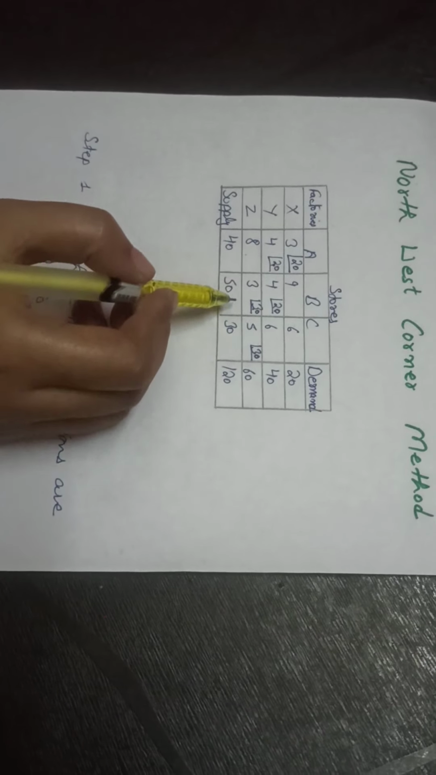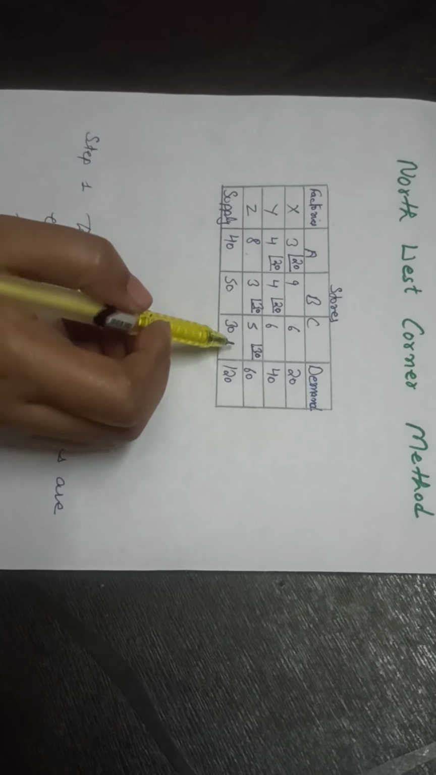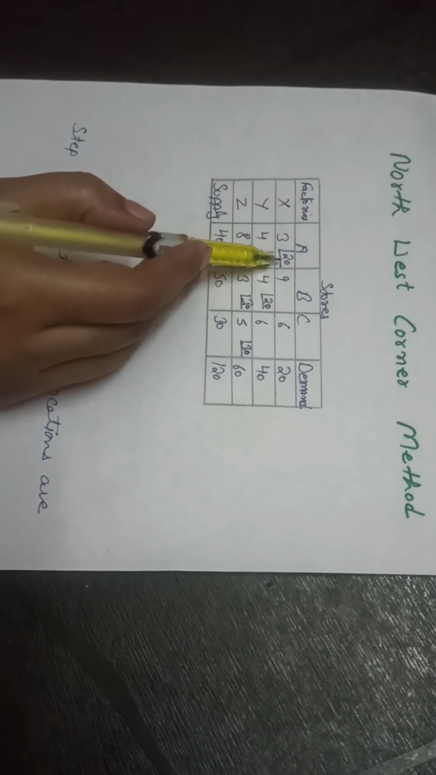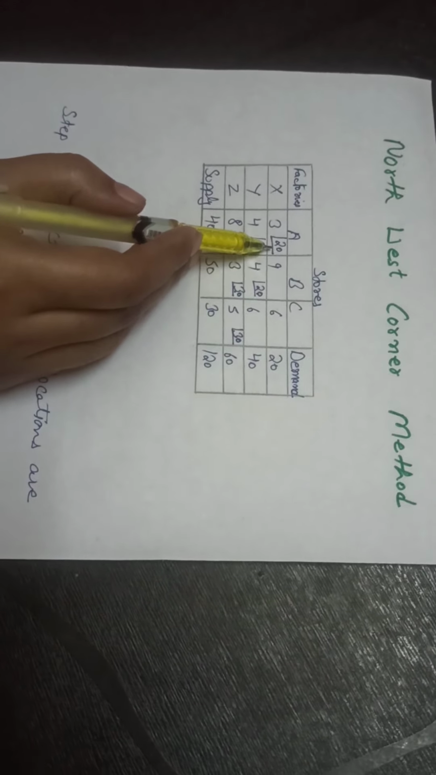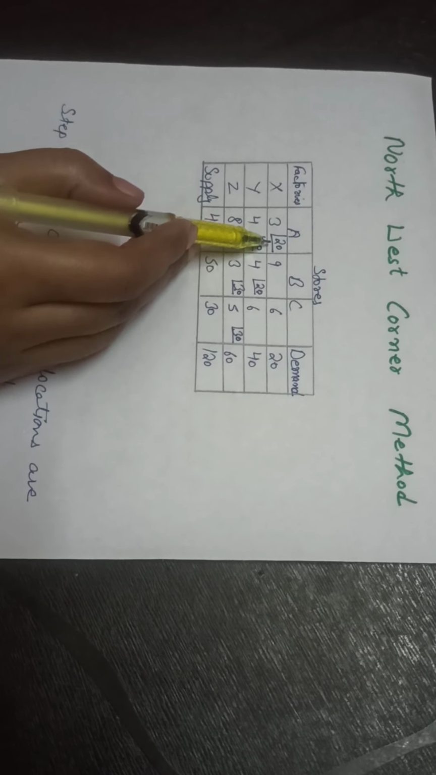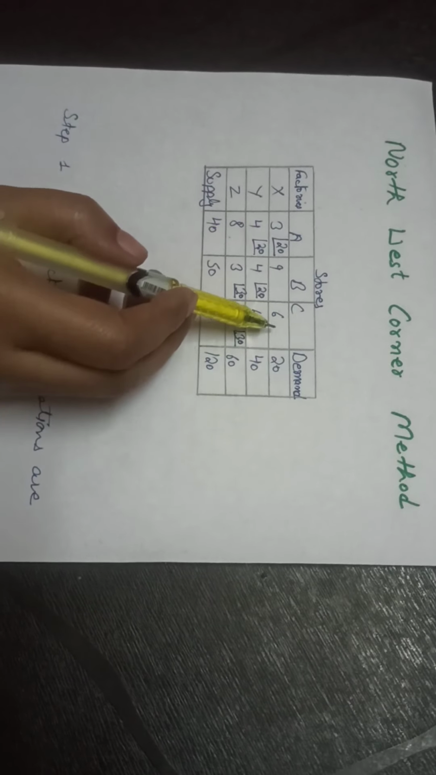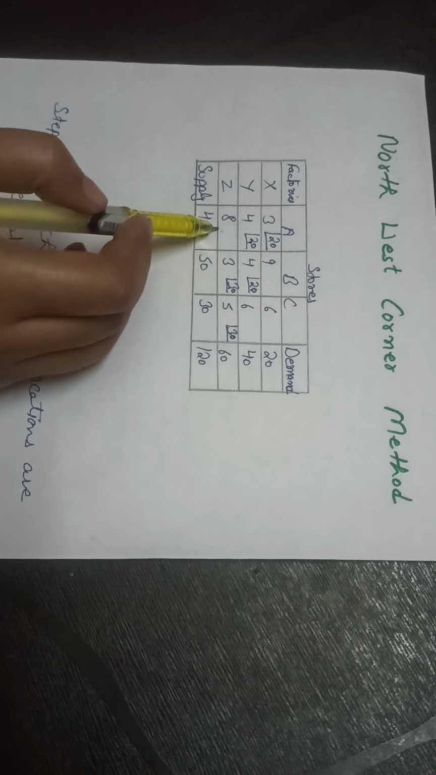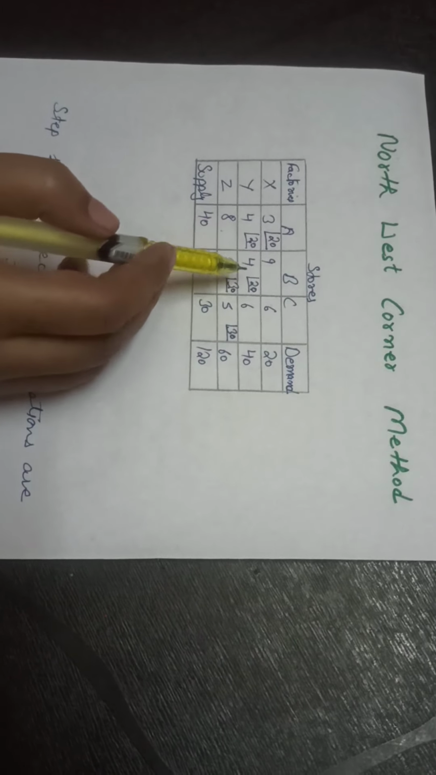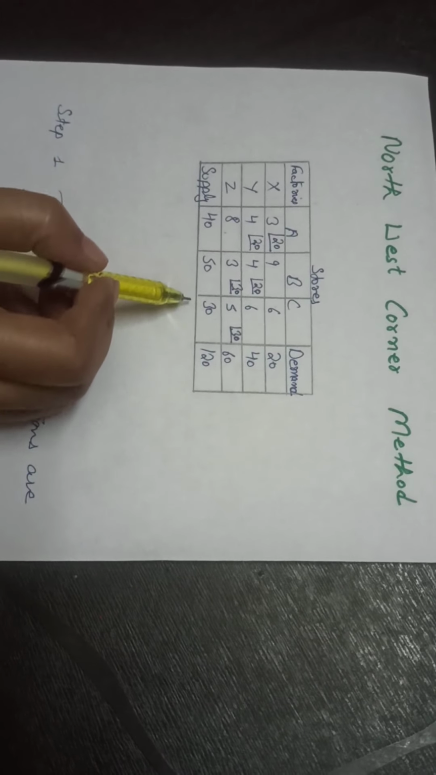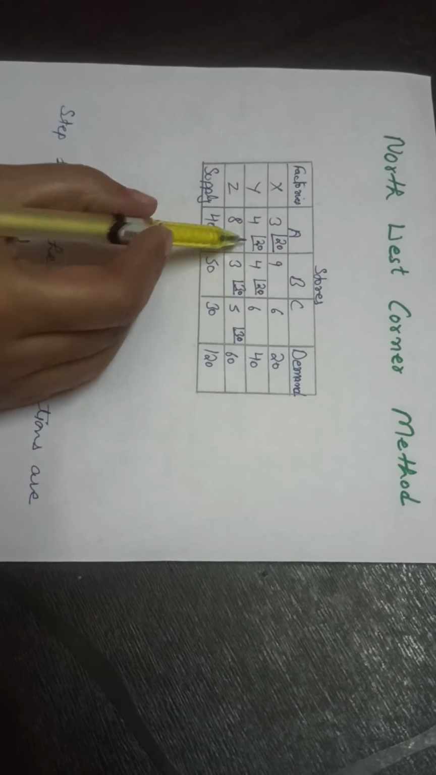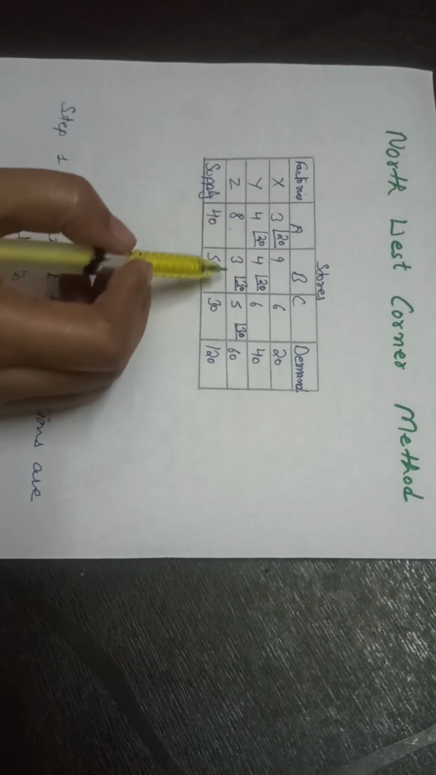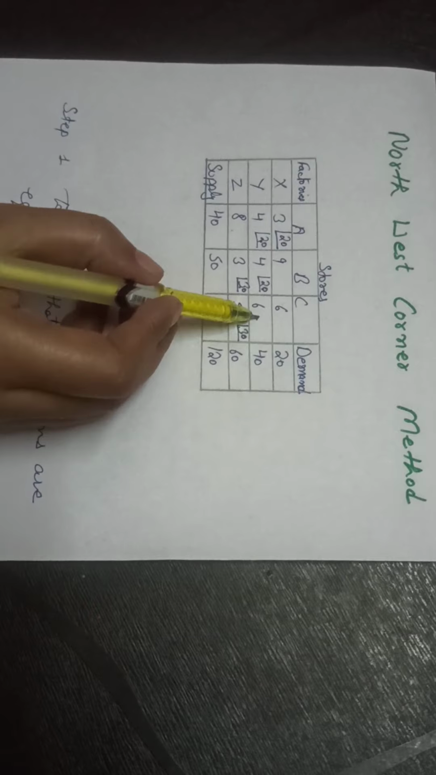This is the northwest corner method. In this method, first of all, allocation is done in the first cell of first row and first column. Then we check: if the first row has been fully satisfied, we go to the second row, and if the first column has been fully satisfied, we go to the second column. This is the way to solve the problem. These are our allocated cells and these are unallocated cells.